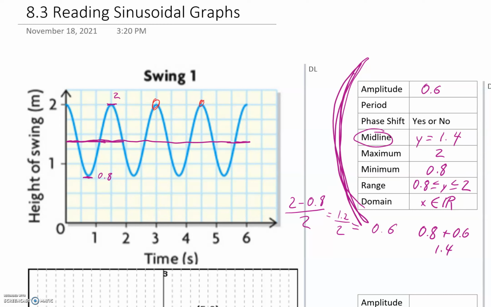It's 1.5 seconds. And then a phase shift is basically just asking, has it changed from the standard sinusoidal graph by shifting to the left or to the right? Okay, so the standard starts at 0 and then it goes up and then down, up and down like this. This one doesn't do that. It starts up high. So is there a phase shift? Yes, there is.